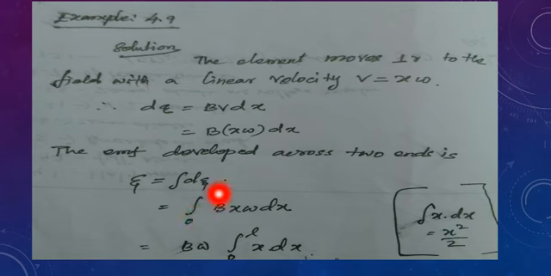Therefore 0 to L, the minimum length is 0 and the maximum length is L. So the integral from 0 to L of B x omega dx. Taking B omega outside, integral 0 to L of x dx. There is a formula given: the integral of x dx equals x square by 2. If I integrate x dx, I get x square by 2.